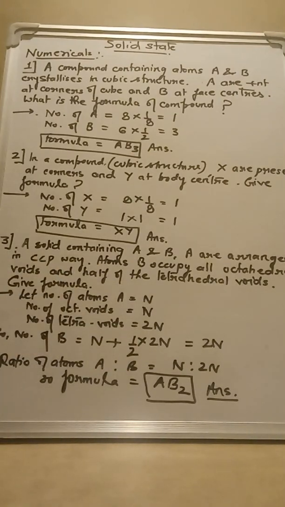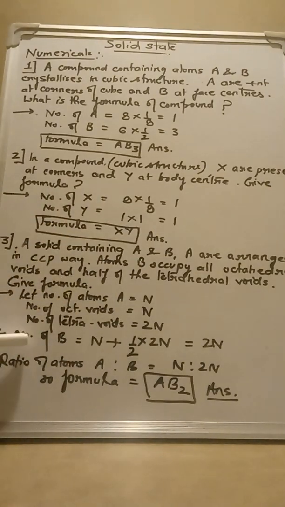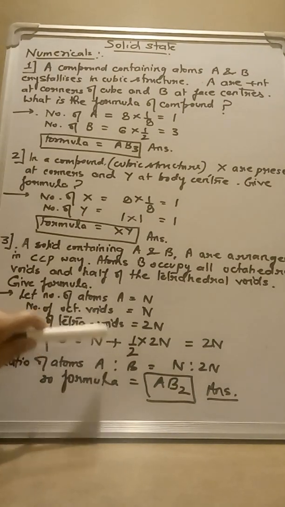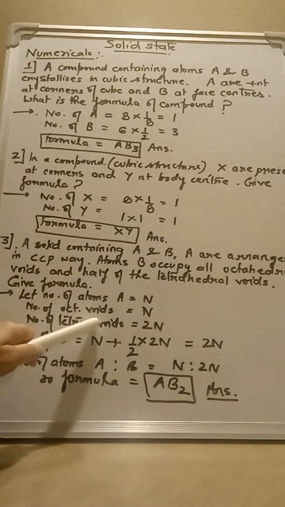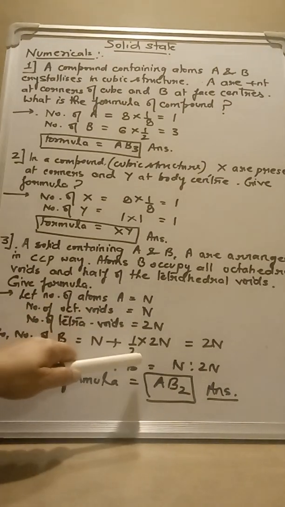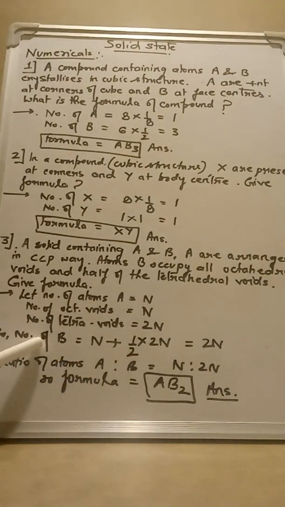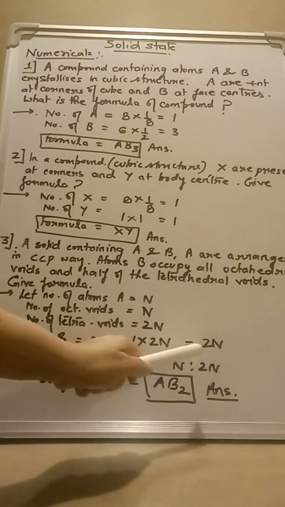Now we have to find the number of B. B are occupying all the octahedral voids. So number of B is n, since octahedral voids are n, plus they are also occupying half of the tetrahedral voids. How many tetrahedral voids are there? 2n. And B are occupying half of them, so 1 by 2 into 2n. So total number of B is n plus half of tetrahedral voids, that is n plus n. So that makes it 2n.